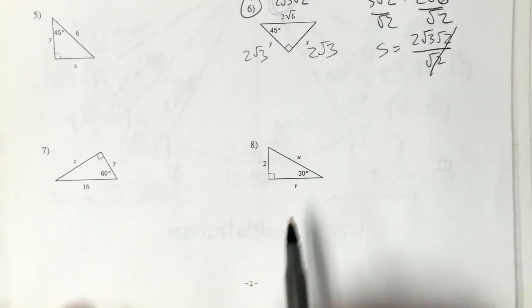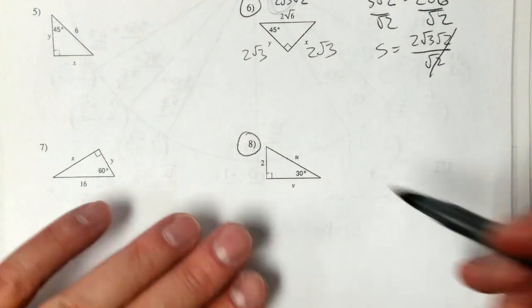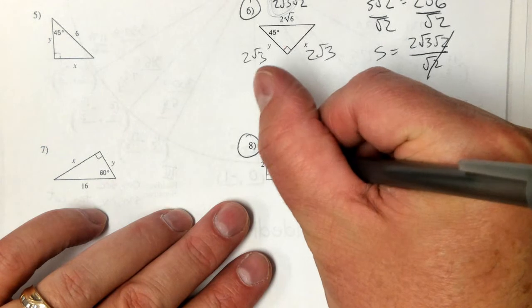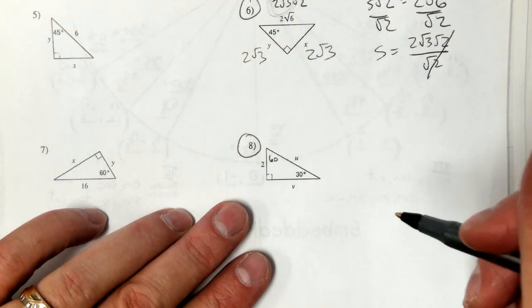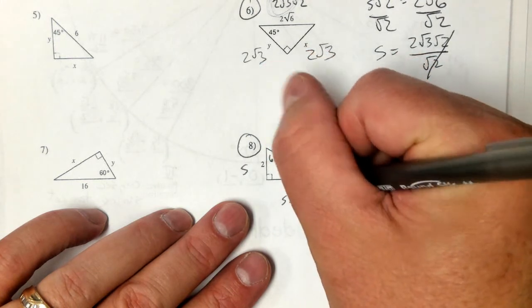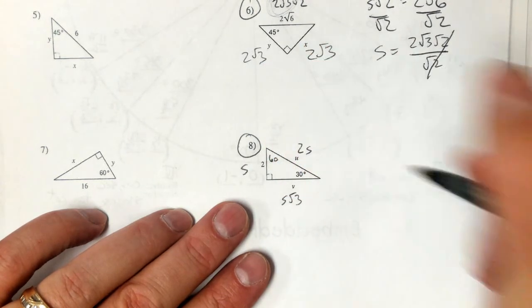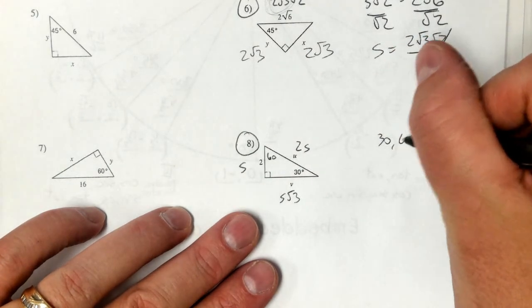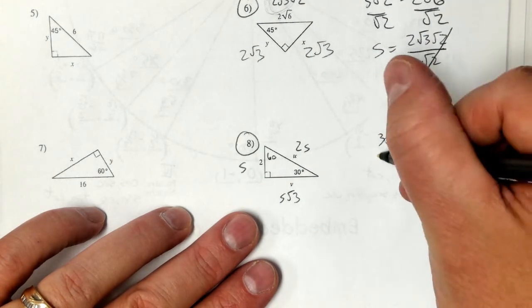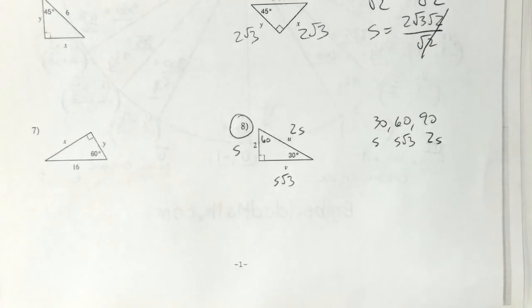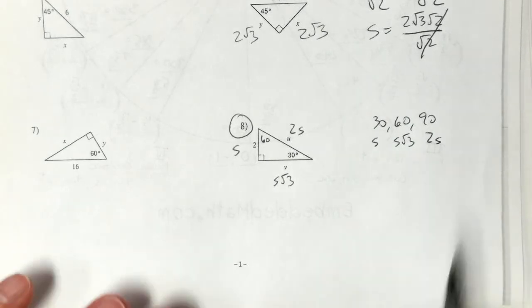Okay, so number 8, this one is a 30, so we got 30-60-90. So that pattern was S square root of 3 that's across from 60 and 2S. And again, if you'd rather write your pattern to the side, you can. I can't say it's a formula because there's no equals. So this is your pattern.